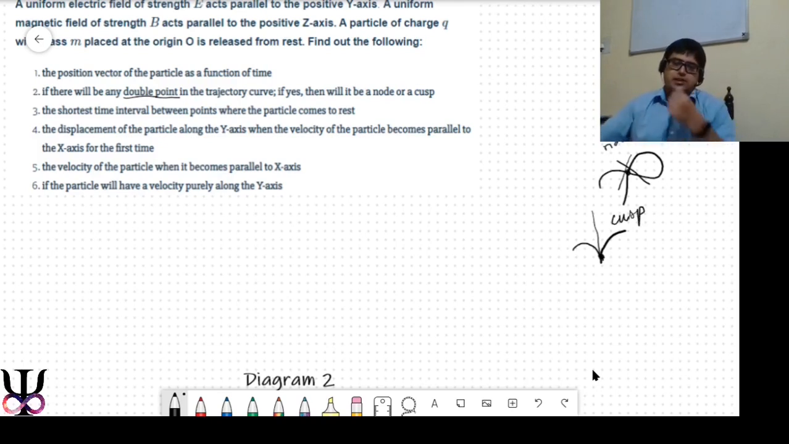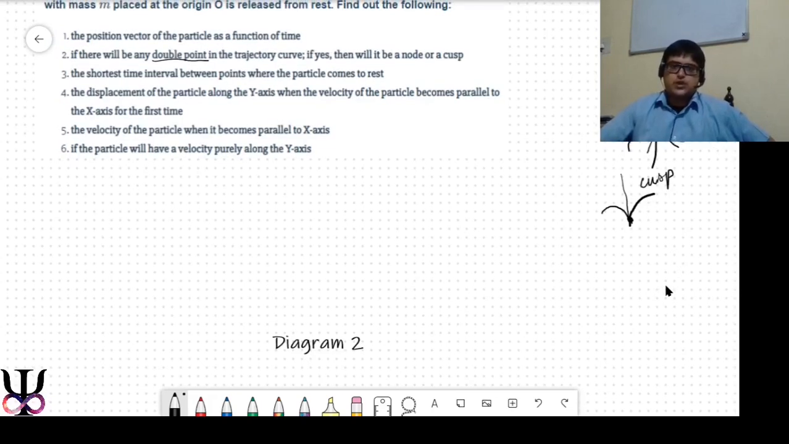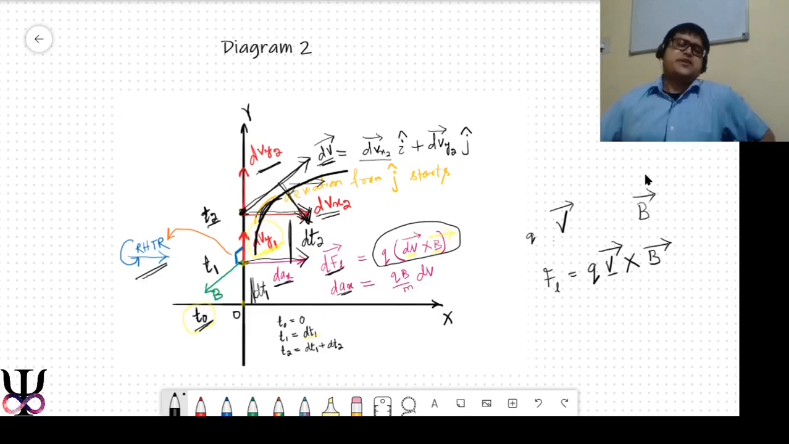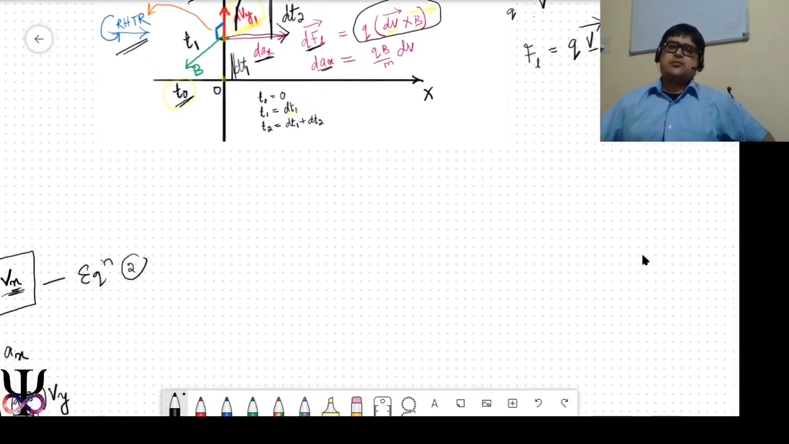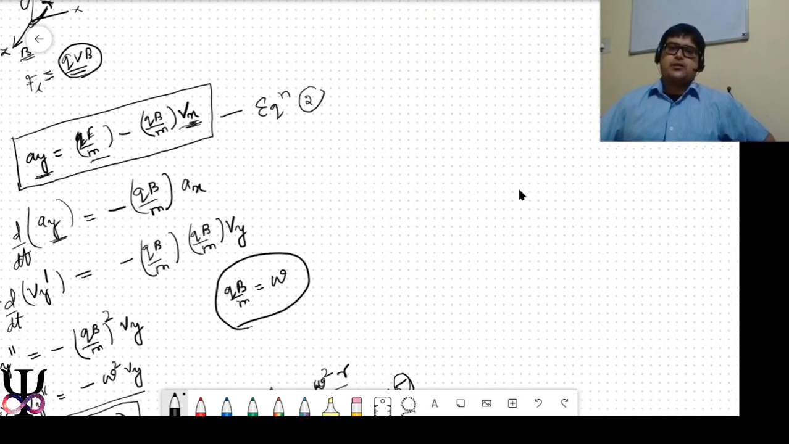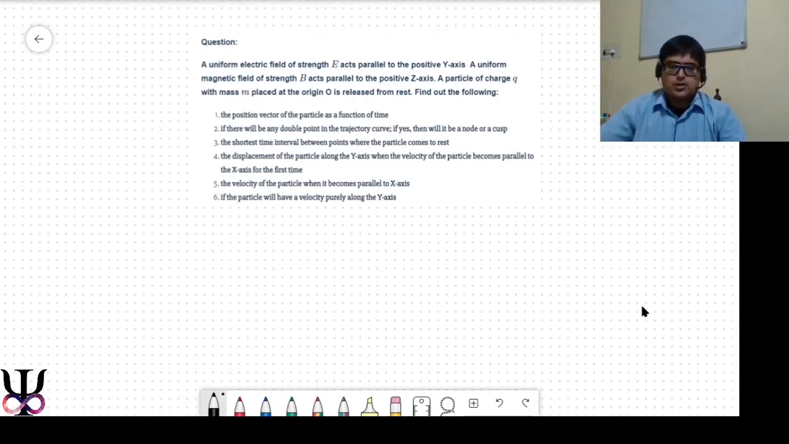How do you know whether this particular particle will go on a trajectory that will have a node or a cusp? For that, you have to first draw the curve, and that is called curve tracing. It's very easy to draw this curve. It might look a little bit difficult, but the fact of the matter is it's pretty simple. Now that we have to plot the curve, we don't have to be very accurate about it. We just have to find out the general trend of the curve.